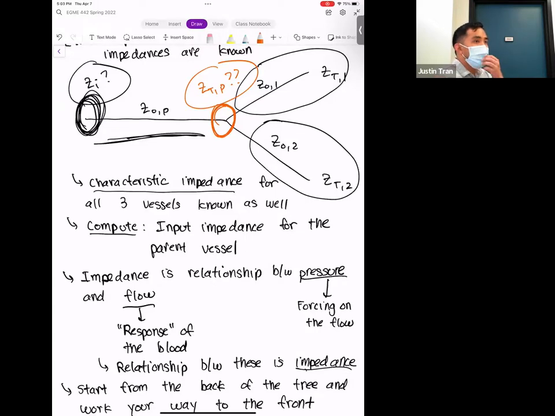Is there a question? Yeah, I was going to say, when you apply Murray's law to find the terminal of the parent... Yeah, you wouldn't be applying Murray's law. We're going to assume that these two impedances are basically parallel resistances, and so we're going to combine them in parallel. You'll see this.